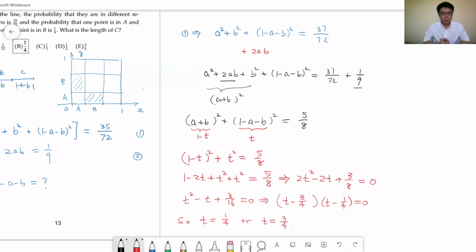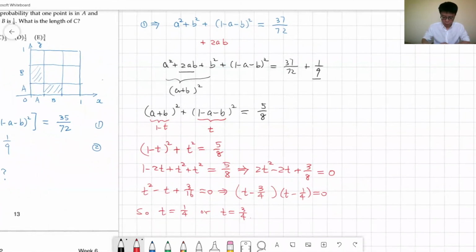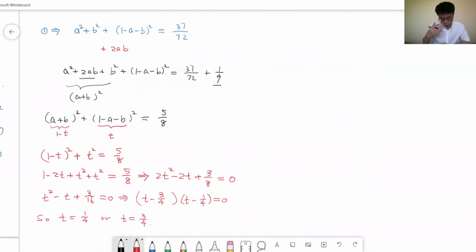But only one number is the correct answer. So let me explain why. I will claim that the 3 over 4 is not the right answer. If t equals 3 over 4, remember, t is 1 minus a minus b. So we have a plus b equals 1 minus t, which is 1 over 4, right?